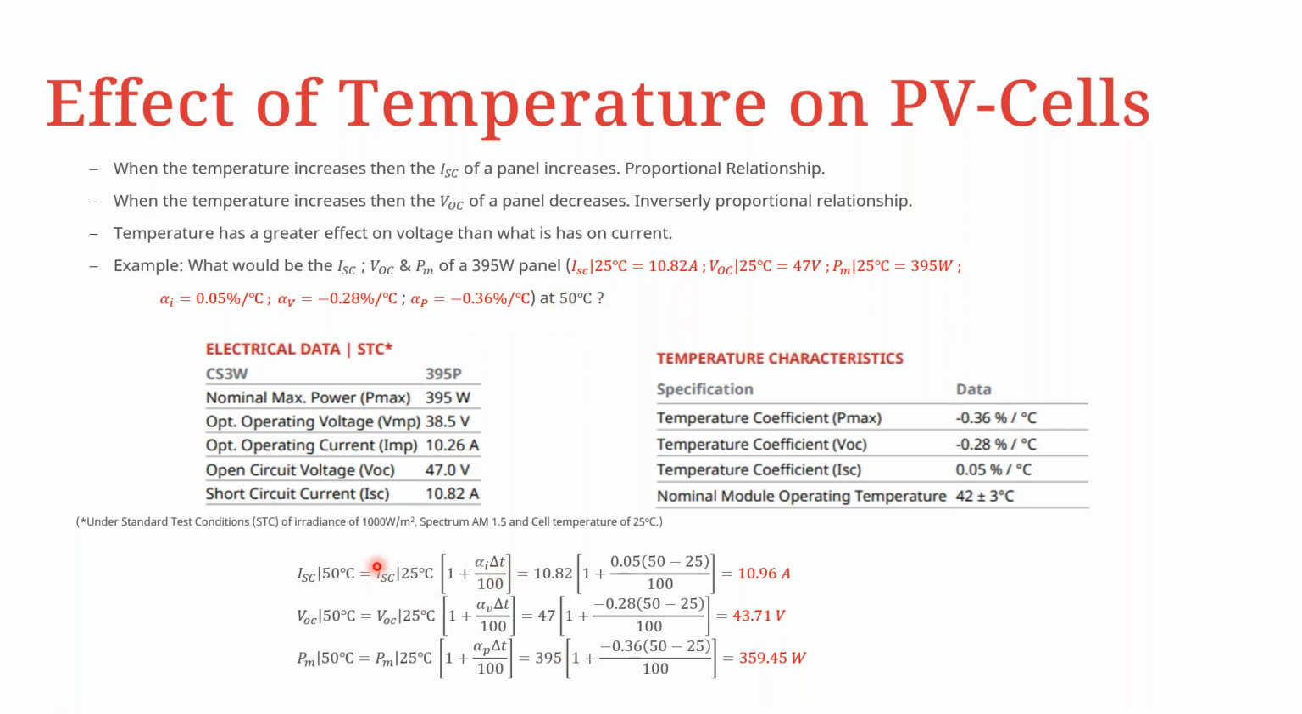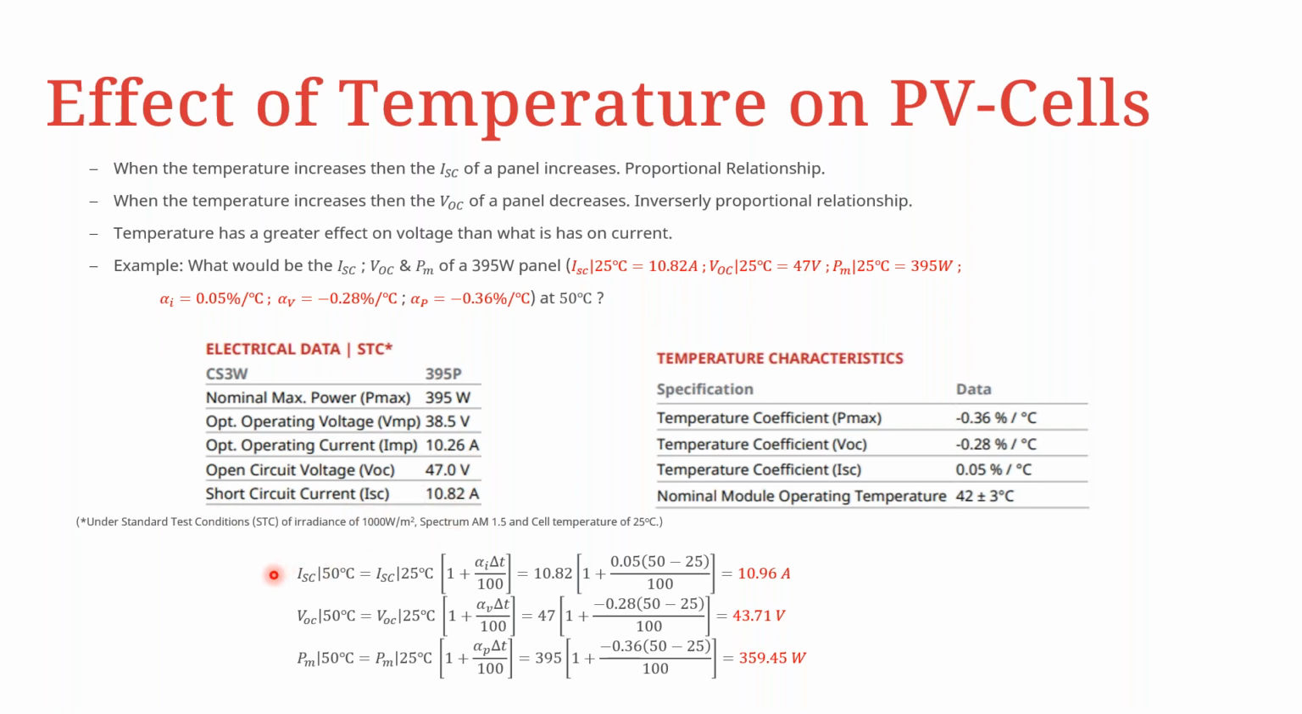We will use the data provided by the module manufacturer, which is normally located on the back or on the data sheets. Here we can see the normal power rating, optimal voltage, and operating current, as well as the open circuit voltage and the short circuit current that is labeled on the module itself.